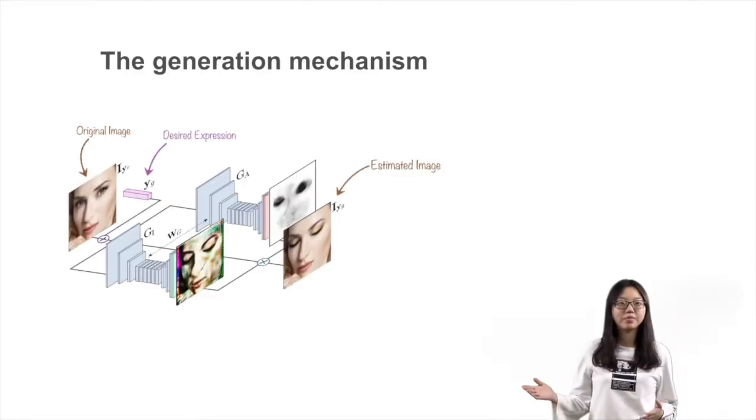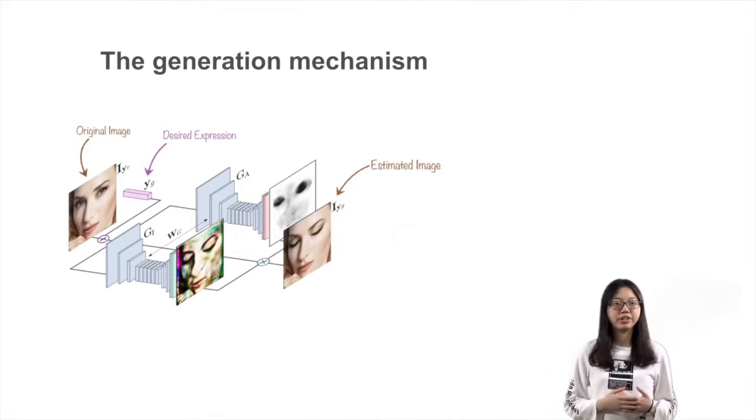The second key component is the image generator. Normal generators would regress all the pixel values of the output image, but we only want the pixels that are directly related to the expression to be changed. For example, if we want the eyes to be closed, we just want to change the pixels around the eyes, and we simply copy the other pixels from the original image.